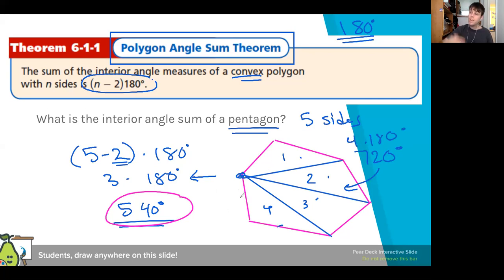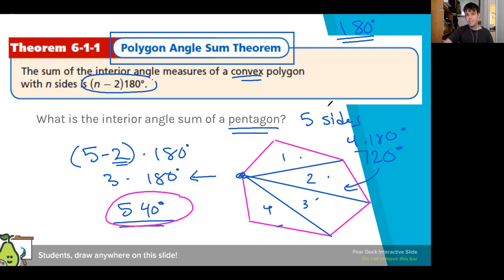It's a cool formula, and you could play around with this and see how it works for basically every shape. No matter how many sides you have, you'll be able to split it into 2 less triangles, n minus 2. Multiply that by 180 because triangles are 180. There you go. You get your sum formula.